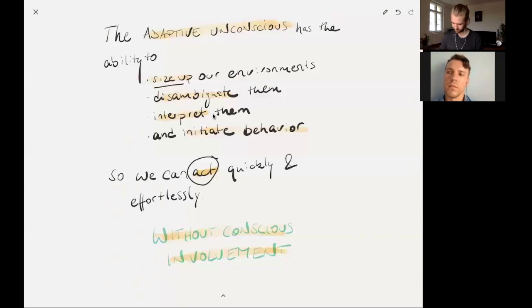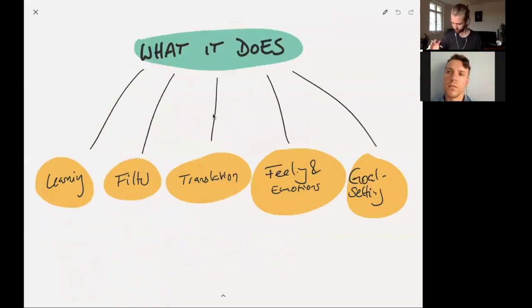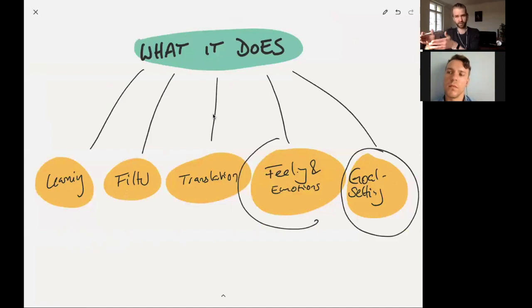And for that, he says basically it has five core functions. The adaptive unconscious learns, it filters our environment, it translates this into meaning, it creates feelings and emotions as reactions to that, and it then sets goals as to how to act and behave in these environments. And if you're up for it, I would just take you through that and the examples he gives, because they're very close to the stuff you just threw into the kitchen sink, actually.